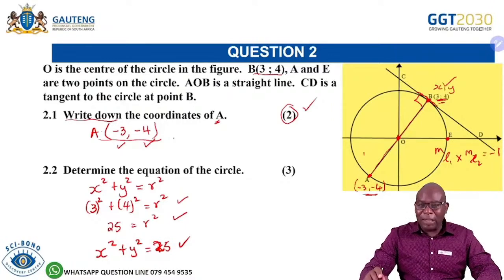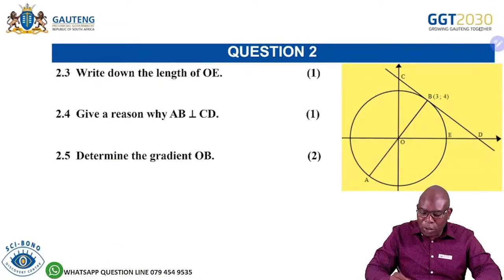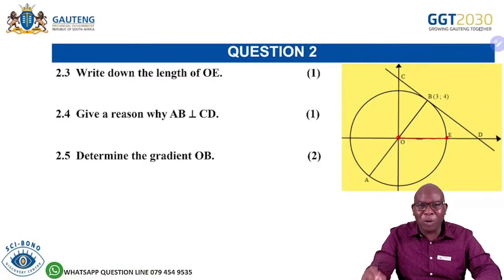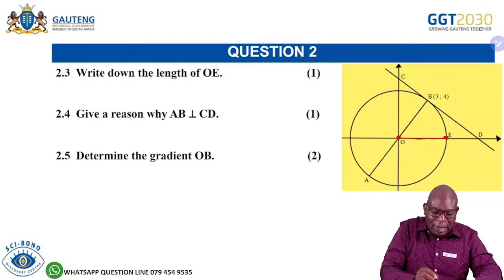The next one says same question. Now it says write down the length of OE from O to E. It's a radius. I already know what the radius squared is. That OE cannot be 25 because 25 is radius squared. What is the radius? The line from the center of the circle to the circumference of the circle. So meaning that, and they need the length.